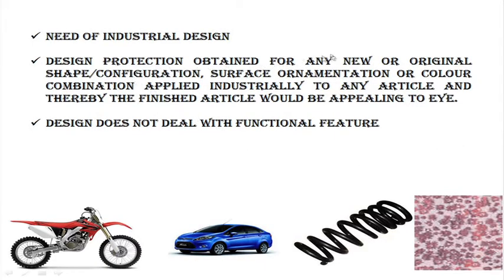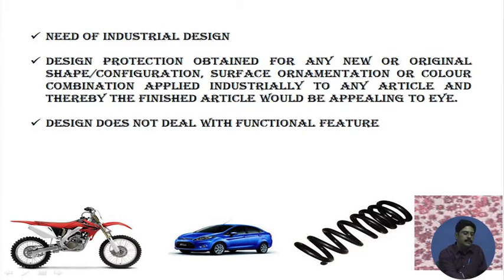Okay. Just like, say, design protection is obtained for any new or original shape, configuration, surface ornamentation, or color combination applied industrially to an article, whereby the finished article would be appealing to the eye. Got the thing? Just like, say, the bike's shape and configuration. If, by virtue of shape and configuration, the eye-appealing character of the bike increases, then that will be the industrial design features of the bike.